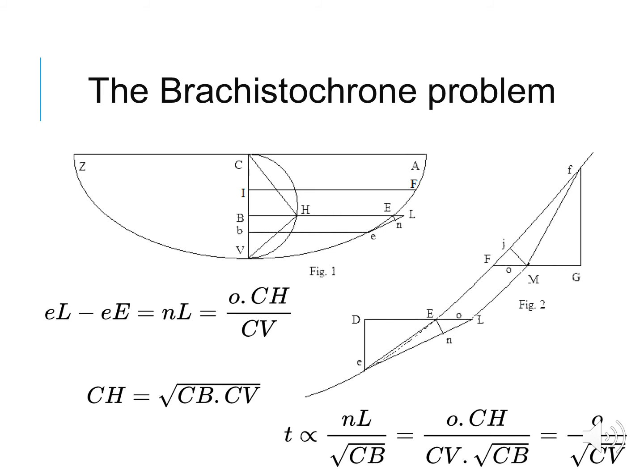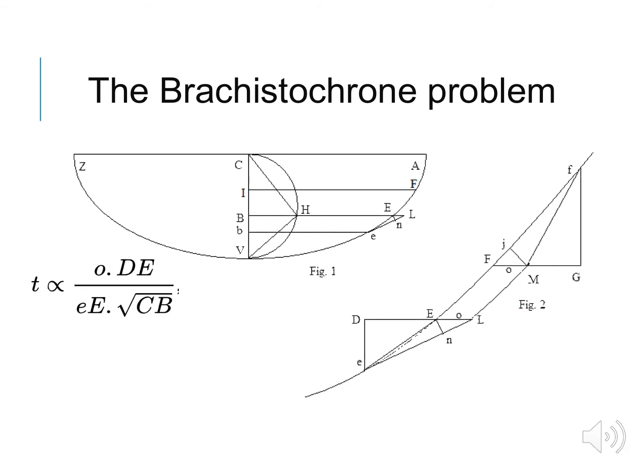t to traverse EL is NL divided by the speed at E, ignoring terms in O squared or higher. So we get this sentence. At L, the particle continues along the path LM, parallel to the original EF, to some arbitrary point M, as it has the same speed at L as at E. The time to traverse LM is the same as it would have been along the original curve EF. At M, it returns to the original path at point F.